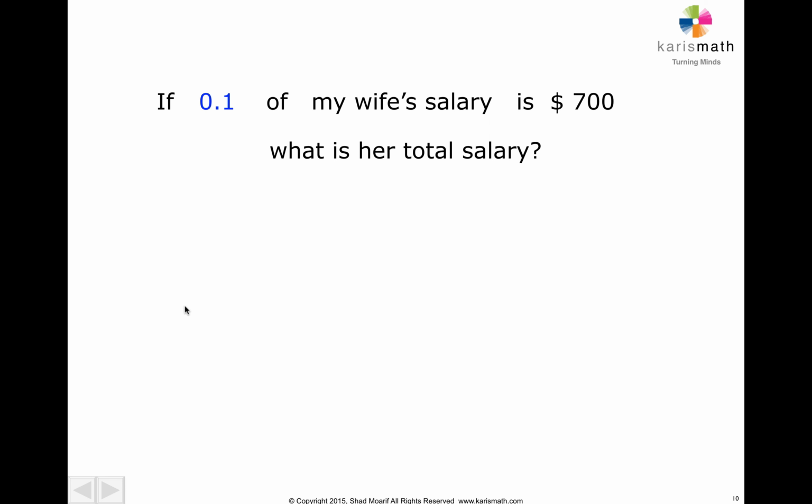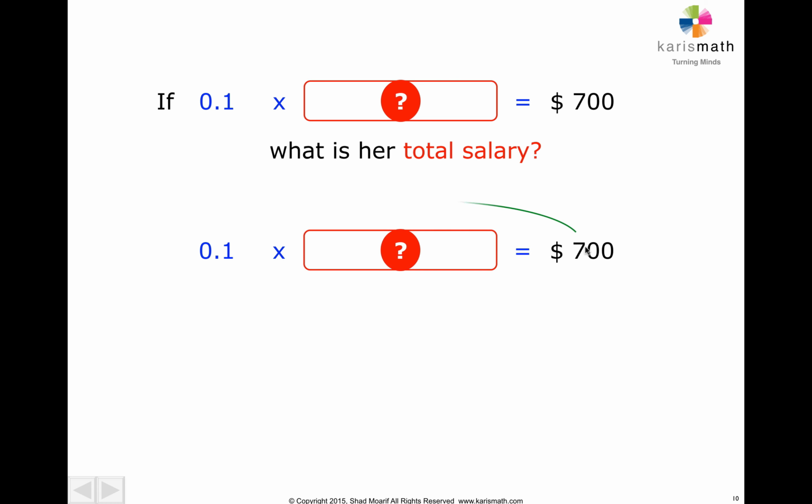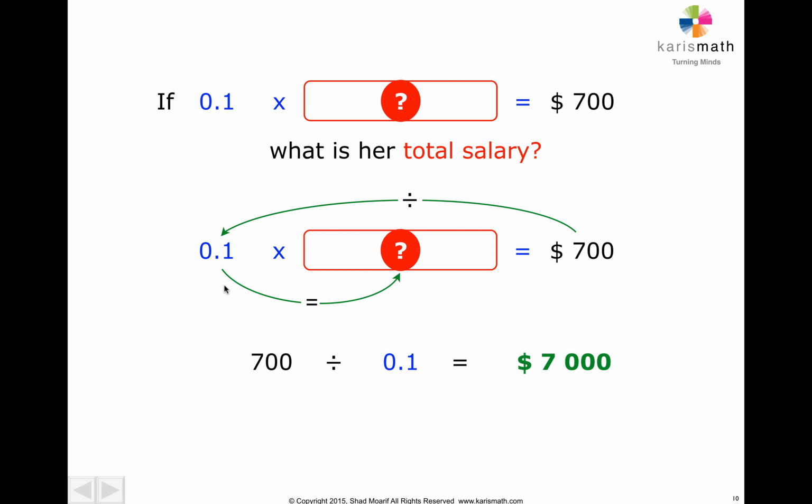So if I write it down as 0.1 times my wife's salary equals $700, and we don't know what my wife's salary is, all we have to do is divide 700 by 0.1 and we have the answer. Right. So it's $7,000. That's the answer.